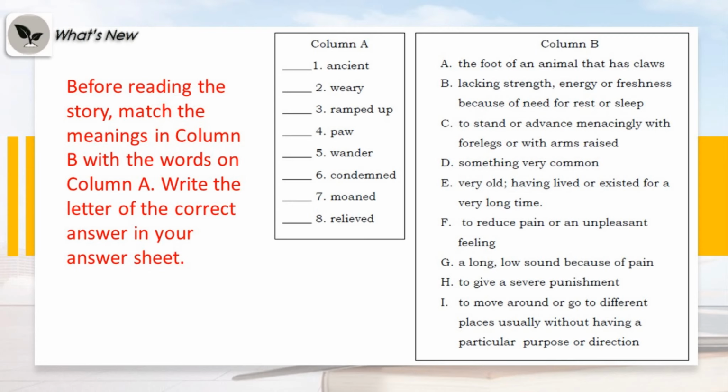A. The foot of an animal that has claws. B. Lacking strength, energy or freshness because of need for rest or sleep. C. To stand or advance menacingly with 4 legs or with arms raised. D. Something very common. E. Very old, having lived or existed for a very long time. F. To reduce pain or an unpleasant feeling. G. A long, low sound because of pain. H. To give a severe punishment. I. To move around or go to different places usually without having a particular purpose or direction.